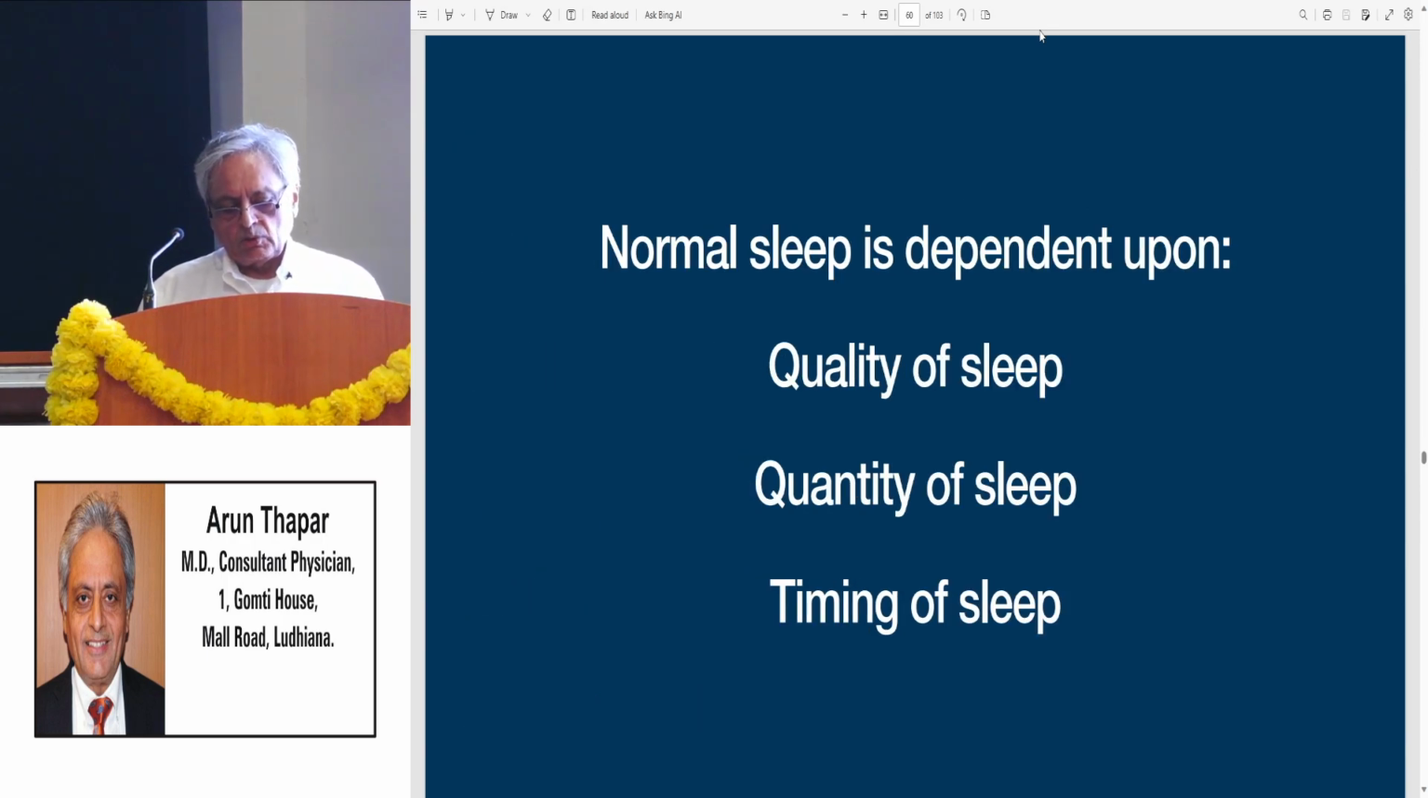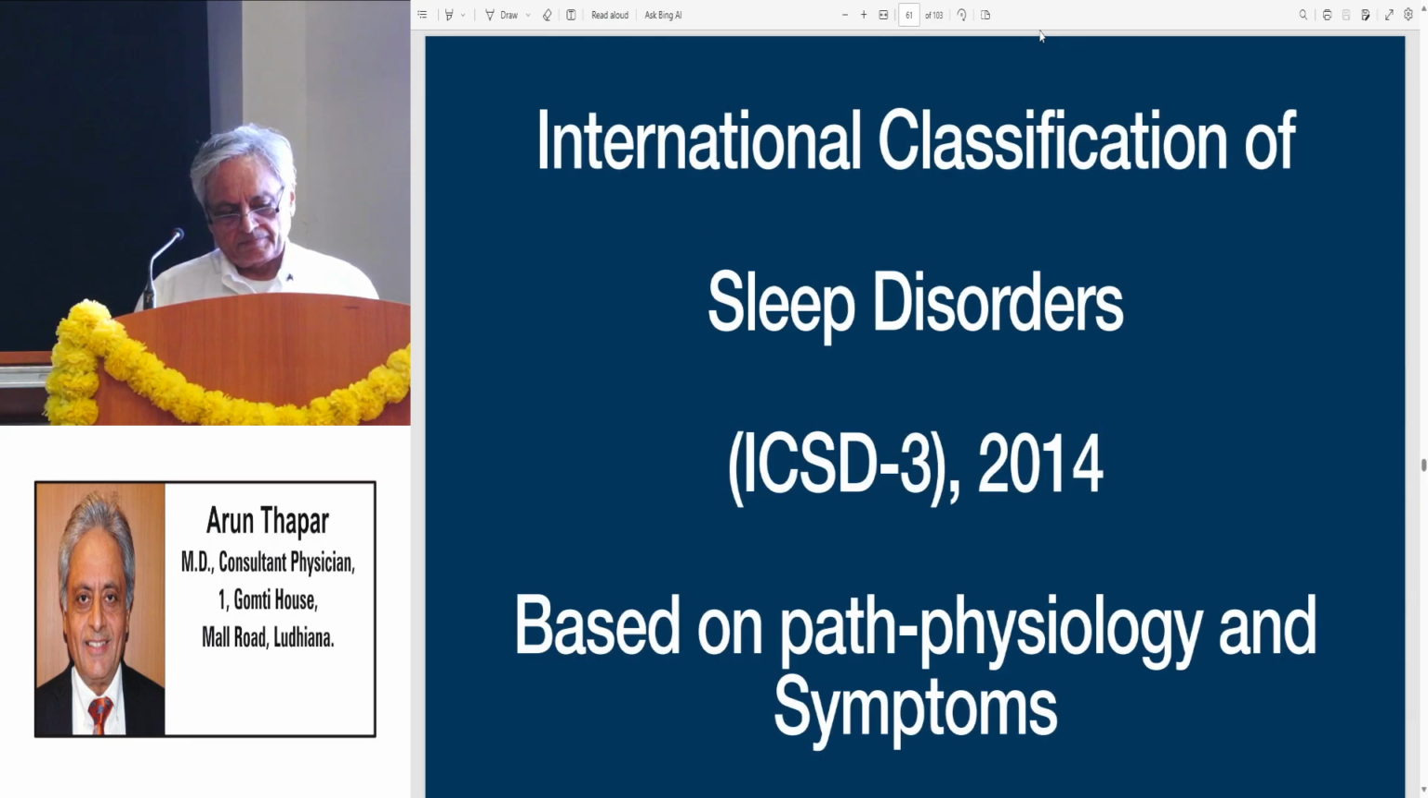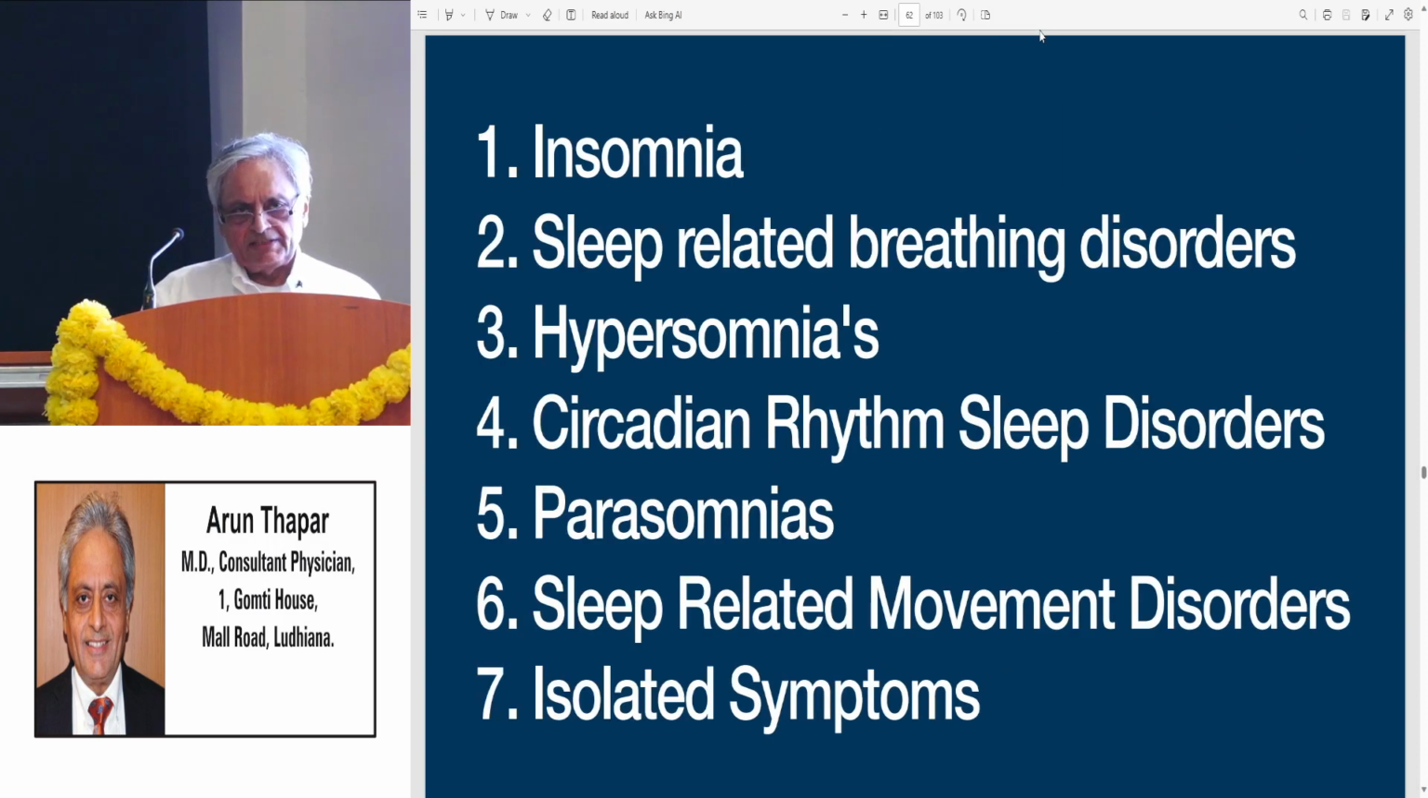Normal sleep is dependent upon quality, quantity and timing. There is an International Classification of Sleep Disorders, the 2014 version, which we are accepting now, ICSD-3. It is based on pathophysiology and symptoms. We classify the sleep disorders basically into 7 categories. Insomnia, where you don't have sleep. Sleep-related breathing disorders like obstructive sleep apnea. Hypersomnias, more sleep. Circadian rhythm sleep disorders. Parasomnias. Sleep-related movement disorders like restless leg syndrome, and isolated symptoms.